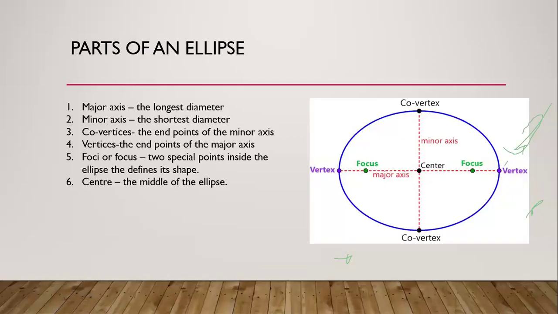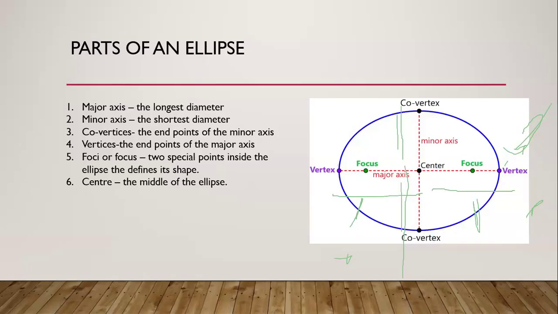So we have here the parts of an ellipse. Before we could do anything else, we must know the parts of the ellipse. When the ellipse is said to be horizontal, our two foci are on the X axis, and that is our major axis. It has the longest diameter. We have our minor axis, which is the Y axis here. It has the shortest diameter.